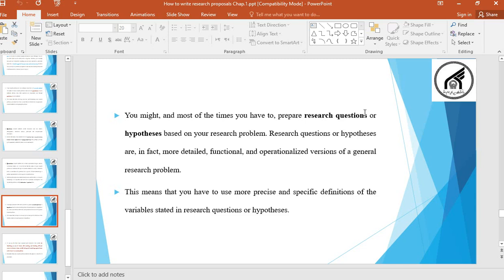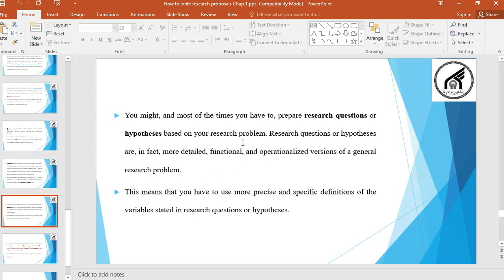I told you that all sections of a proposal or research are linked together completely. I mean, from the title to the end of your research, which is conclusion and discussion, all sections are linked together. So, prepare research questions or hypotheses based on your research problem. You cannot state a problem and write some research questions which are not related to that problem. Research questions or hypotheses are in fact a more detailed, functional, and operationalized version of the general research problem.